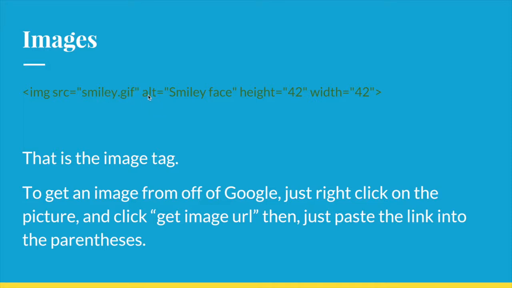Okay? Then we have our alt. Don't worry about alt for now. That just helps people who can't really see the web page very well. It helps them understand what this is that we're trying to make. Then we have our height and our width properties. Those can be changed, and I want you guys to fool around with those and see what makes it look the best. So that is our image tag.